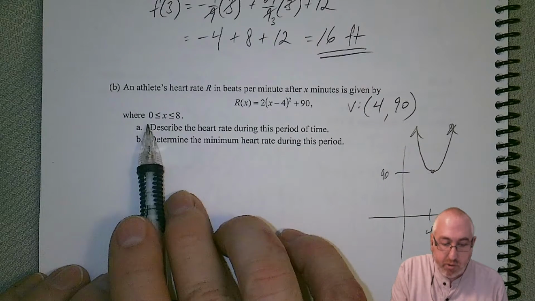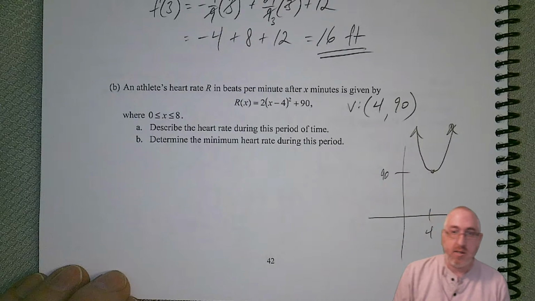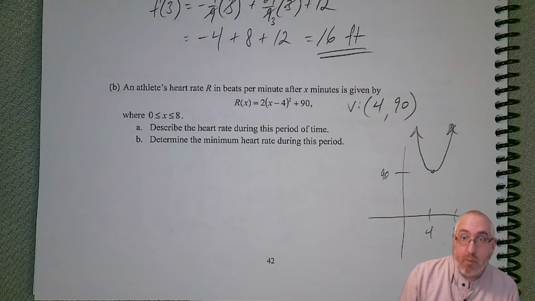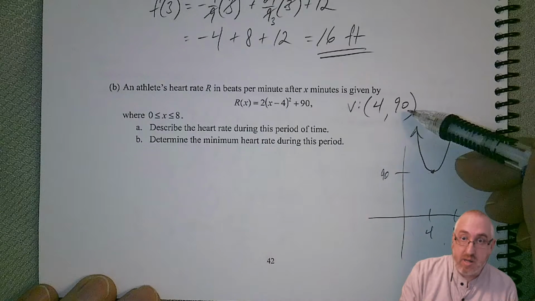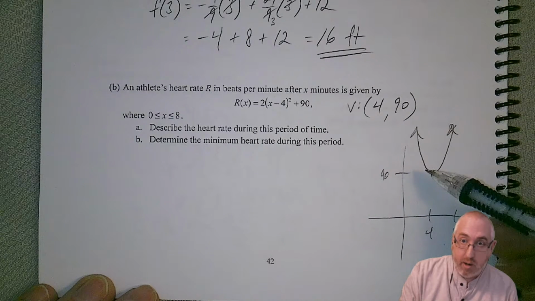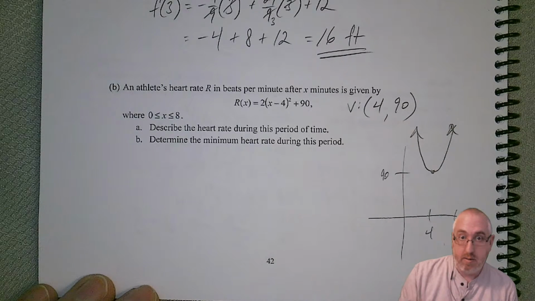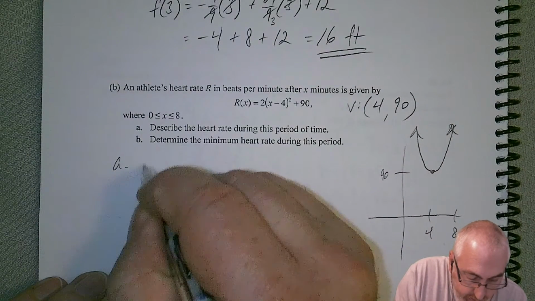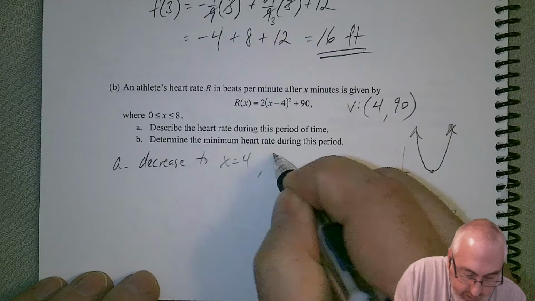Remember, we're restricted between 0 and 8. So there's our interval that we're looking at. If you had to describe it, what would you say? As you're going from 0 to 8, it initially starts to come down, down, down, and then it reaches a minimum at 90, and then it increases again. So you could say something as general as that: it decreases to x equals 4, then increases.